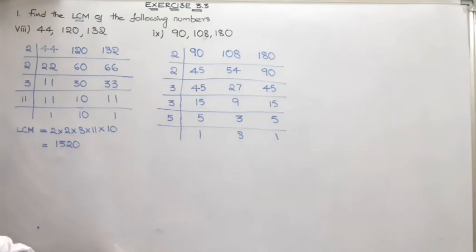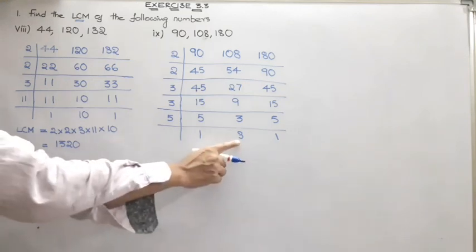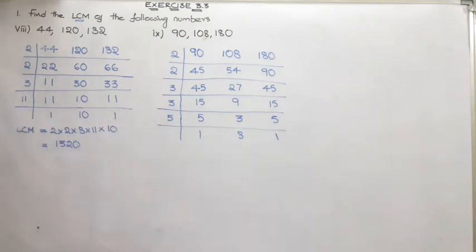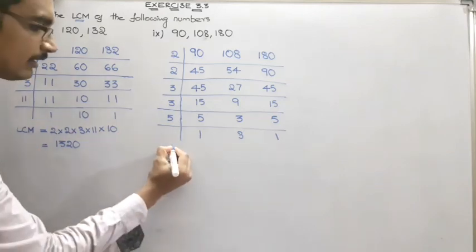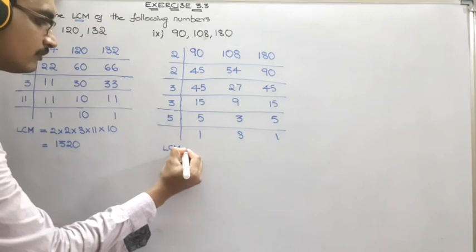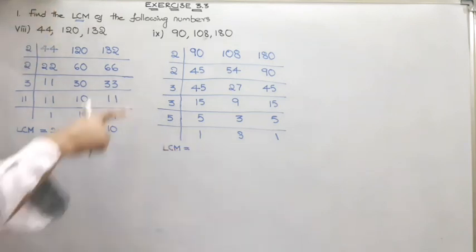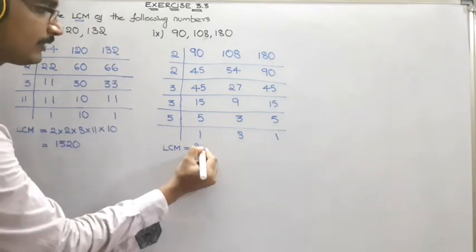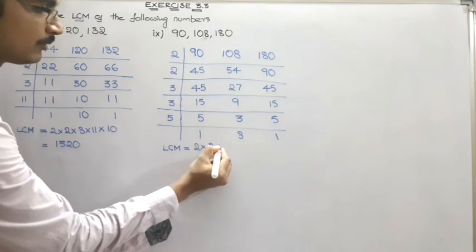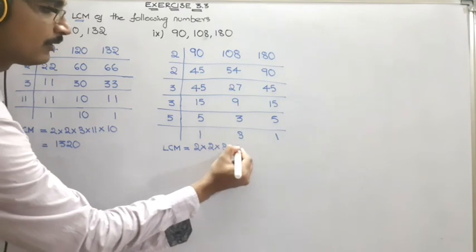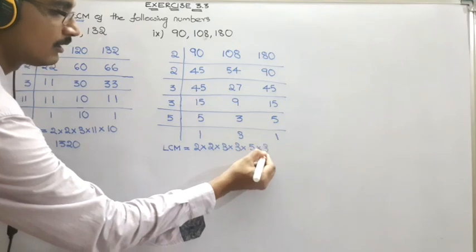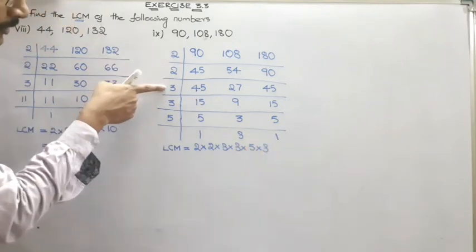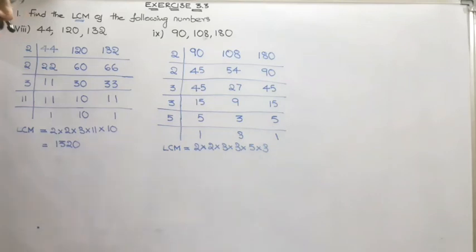Hope you are understanding, children. So, we will stop the process. Now find the LCM of the given numbers. So multiplication of 2 into 2 into 3 into 3 into 5 into 3. Okay, 2, 2, 3, 3, 5 and this 3.